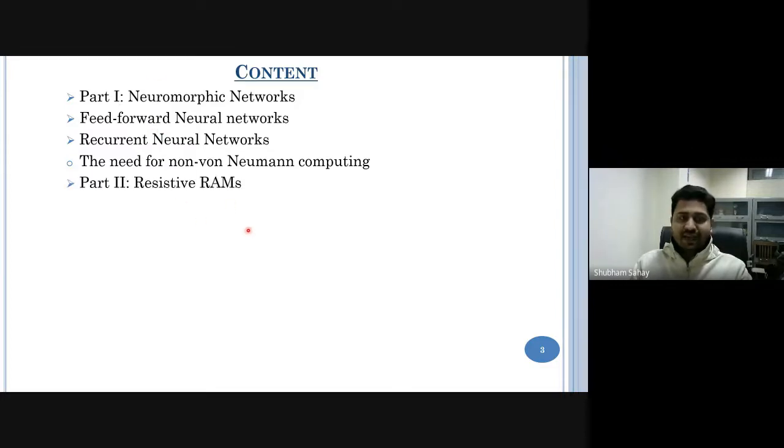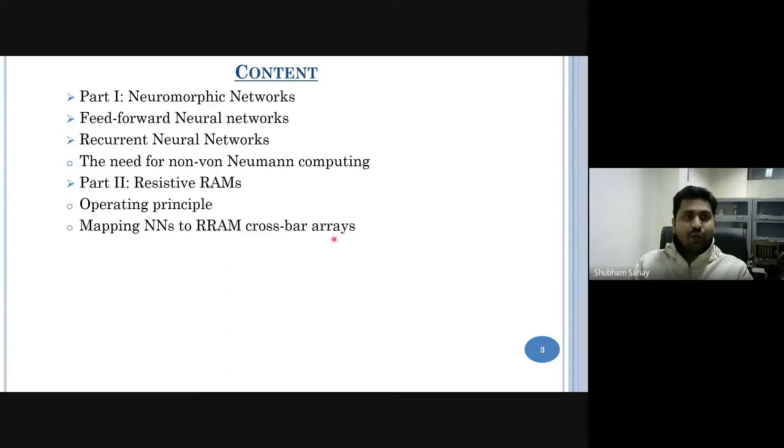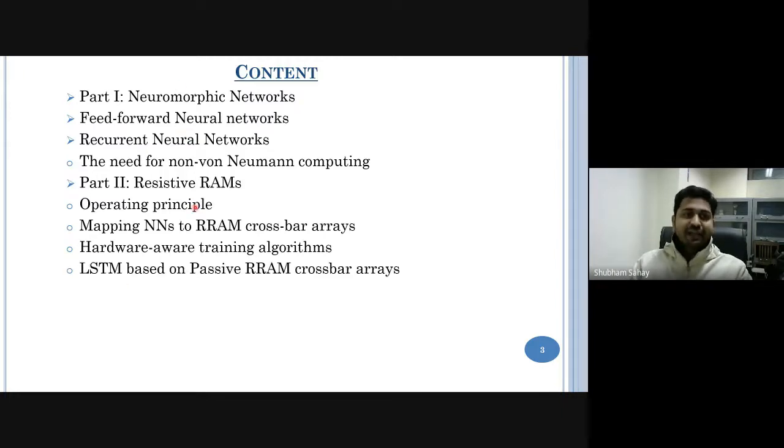Then I would talk about resistive RAMs, which are one of the most promising emerging devices, which may be used for generating an ultra energy efficient and ultra area efficient accelerator for these neuromorphic networks. I'll talk about their operating principles, and after that, I'll tell you how we can map these neuromorphic networks, which are software entities, onto RRAM crossbar arrays, which are hardware. Then I'll also talk about some hardware-aware algorithms by which you can train these RRAMs according to the software needs. And after that, I'll talk about this long short-term memory based on passive RRAM crossbar array, with which you can predict the future based on past trends. And I would conclude the talk on that end.